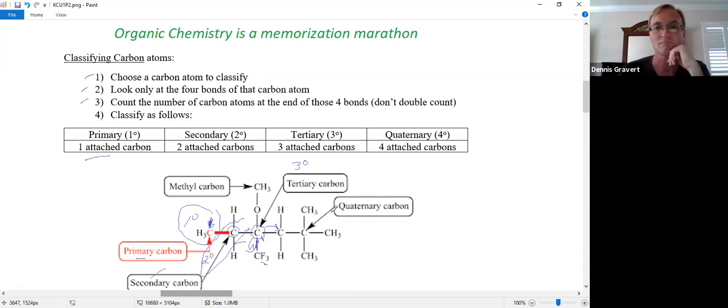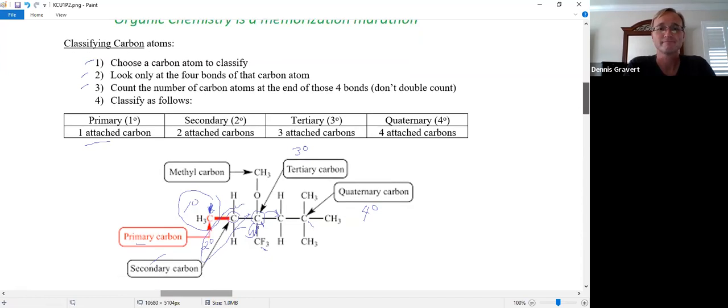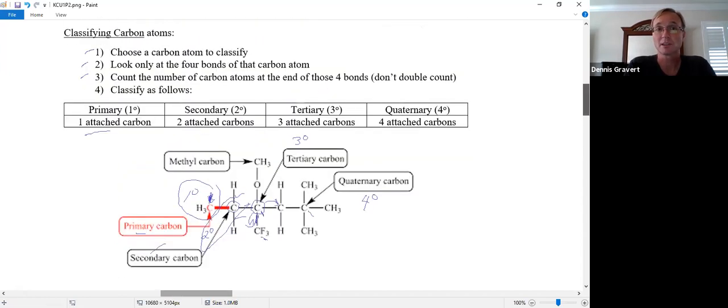And we're done. You look at this carbon, there's 4 attached carbons. That's a quaternary carbon, or a 4th degree. Yay, as simple as that. So just get comfortable with that. Once you're comfortable classifying carbon, then you can move on to classify other atoms.